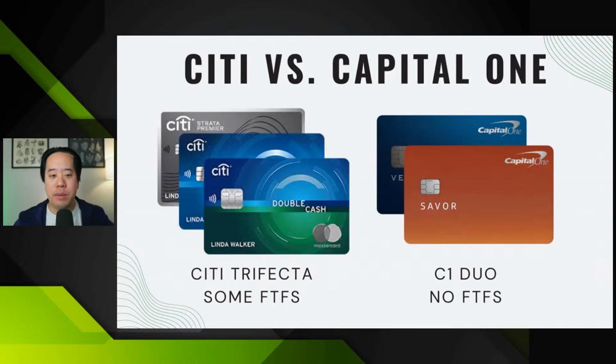The next thing is going to be the question between Capital One and Citi, because those are direct transfer partners. And so you could do the Citi trifecta, which has some foreign transaction fees, or you could do the Capital One duo, which is no foreign transaction fees. And so when you look at those two dynamics, you can see that the Capital One duo is probably going to be a little bit better because you have access to those no foreign transaction fee cards, and you have a pretty good setup to start out with.